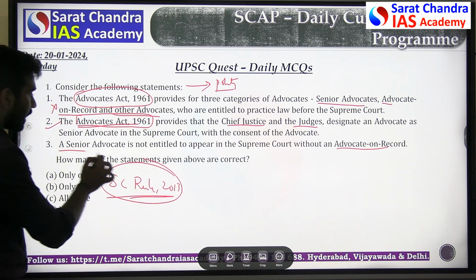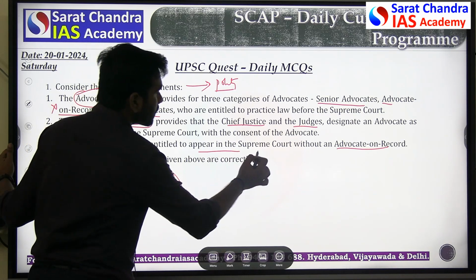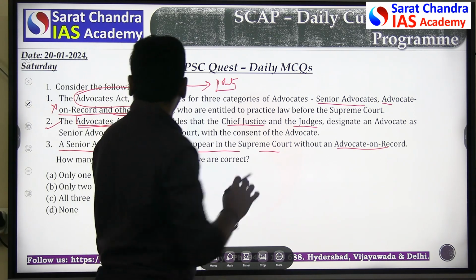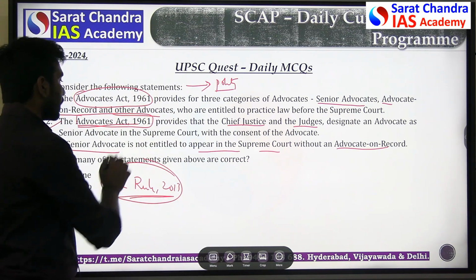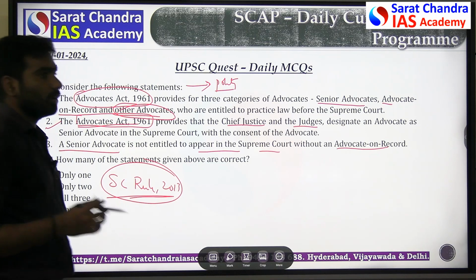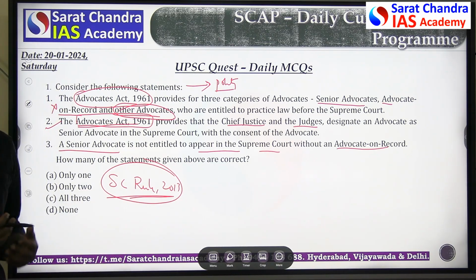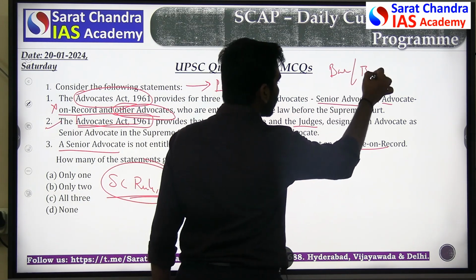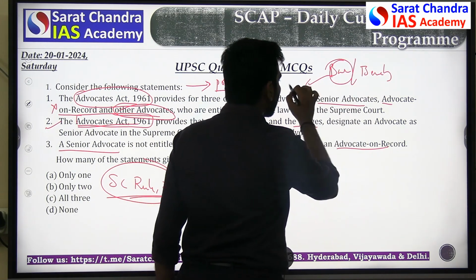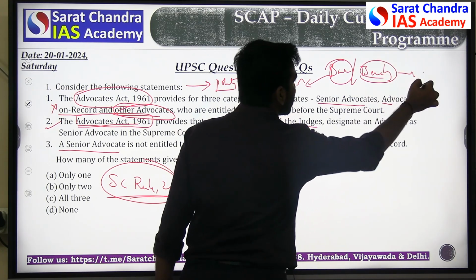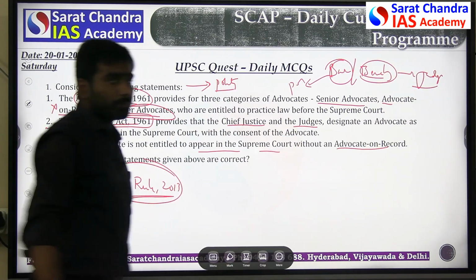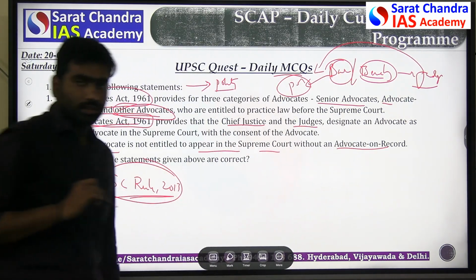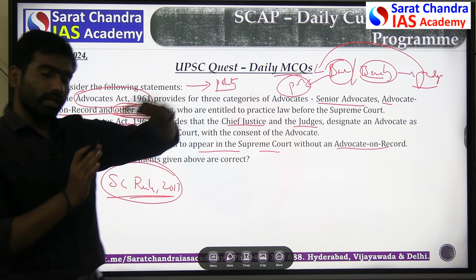Third one, a senior advocate is not entitled to appear in the Supreme Court without an advocate on record. Here, we need to know about the different categories of advocates. First one is other advocates, who can be junior advocates, recently enrolled in the bar. Actually, we need to know two differences: the bar and the bench. Bar means a pool of lawyers, bench means judges. Judges can designate lawyers from one category to another category.